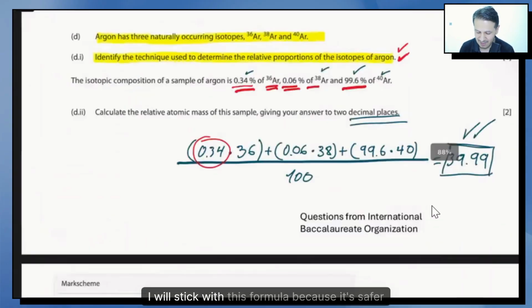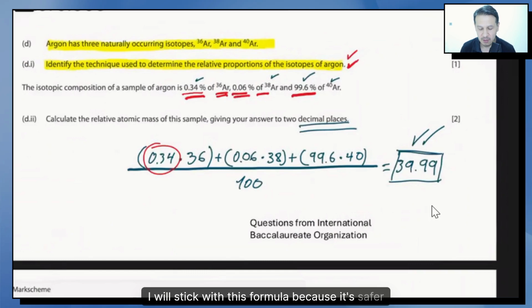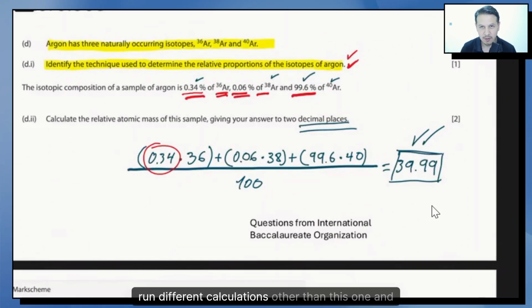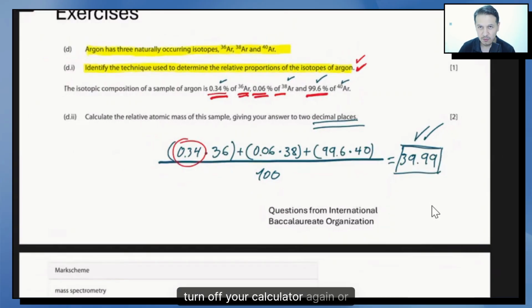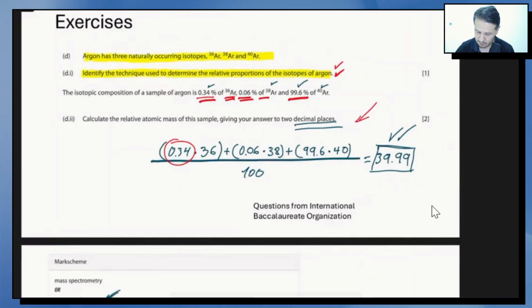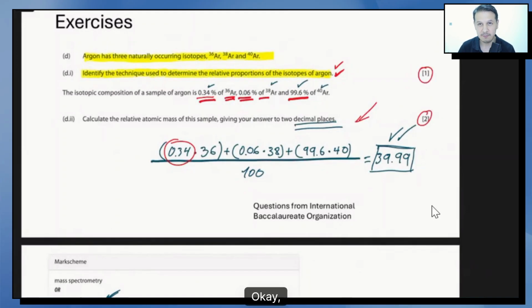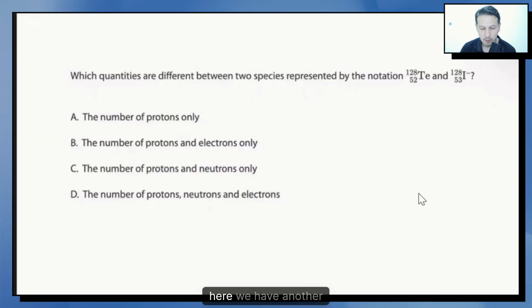I will stick with this formula because it's safer and you don't need to run different calculations other than this one, and you don't need to turn off your calculator again or reset your calculator again. I will stick with this formula, guys. This is what I highly recommend. This is how we solve this exercise. If you see, this is 2 marks and this is 1 mark for the technique. Okay, very easy.